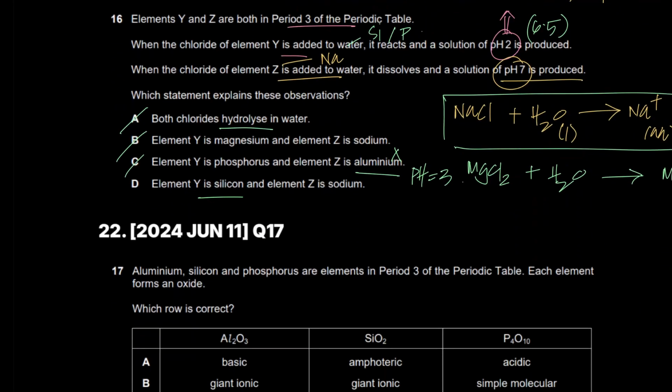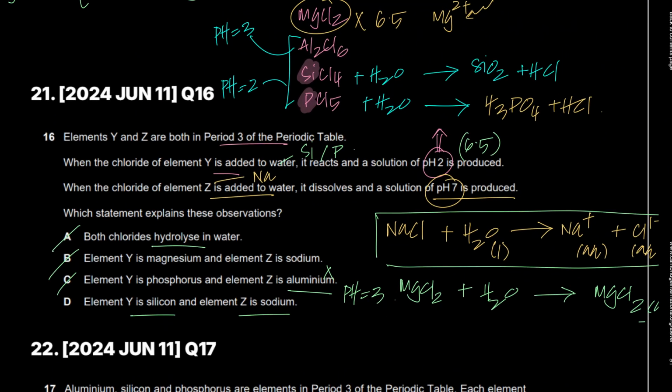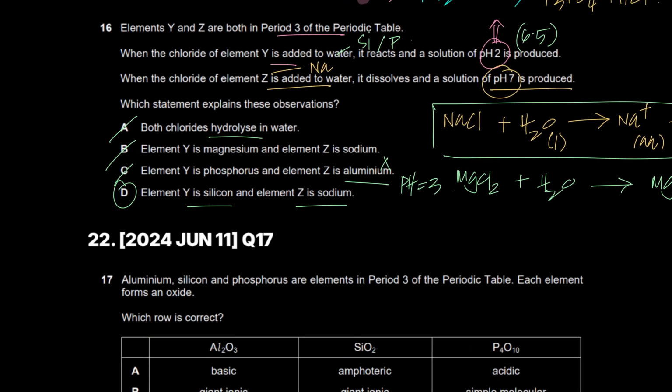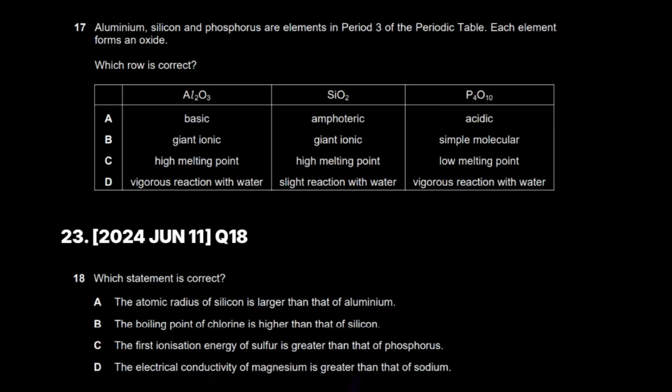Element Y is silicon and Z is sodium. Yes, Y could have been silicon or phosphorus, both would have been correct. So it is silicon and Z is absolutely sodium. You could have solved this question very quickly by just understanding that pH 7 is because of sodium, and therefore D would have been the correct option. I just wanted to go over all the options, right?